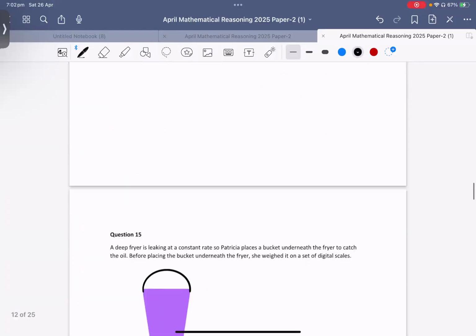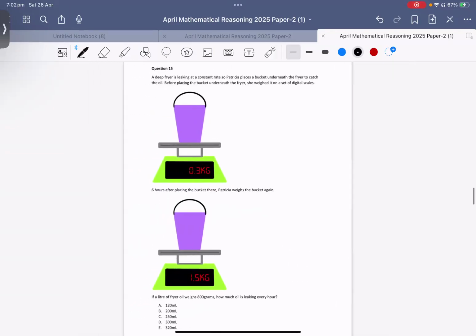Cool. Question 15. Let me zoom out a little bit. A deep fryer is leaking at a constant rate. Patricia places a bucket underneath the fryer to catch the oil. Before placing the bucket underneath the fryer, she weighed it on a set of digital scales. This is really similar to the question we did earlier, right? The bucket weighs 0.3 kilograms by itself, and after 6 hours of leaking, with the bucket full of oil, we have 1.5 kilograms. So bucket plus 6 hours of leaking equals 1.5 kilograms, right?